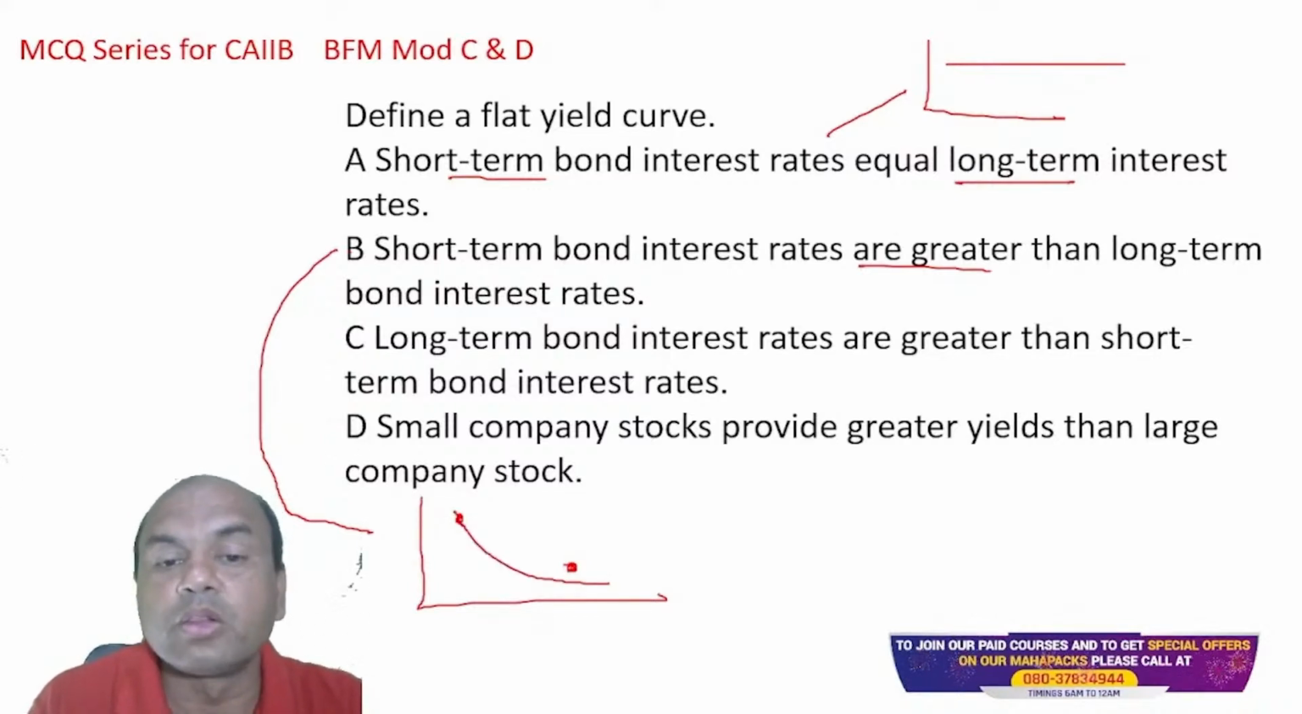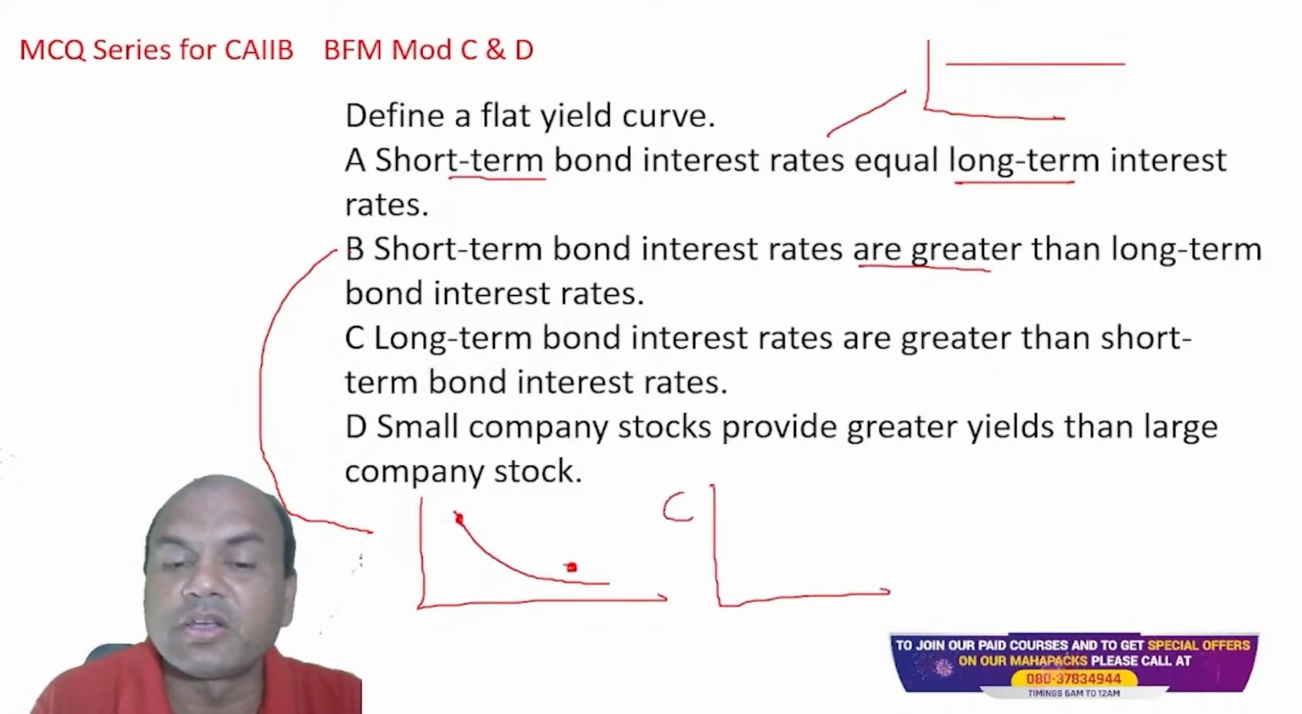Recession. Long-term interest rates are greater than short-term interest rates. So this C will be long-term greater than short-term, so it will be like this.